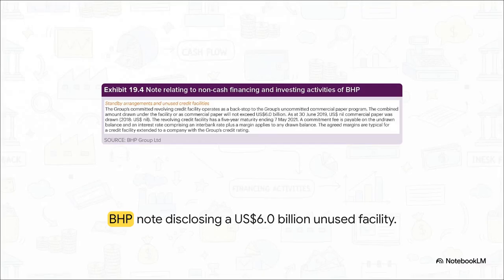Companies also use these notes to signal future liquidity. It's almost like a financial flex. For example, BHP explicitly disclosed that they have a $6 billion committed revolving credit facility that is entirely undrawn. It's not cash in the bank right this second, but disclosing this massive safety net tells investors they have guaranteed access to liquidity if they ever hit a rough patch.